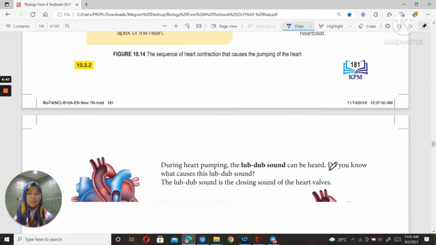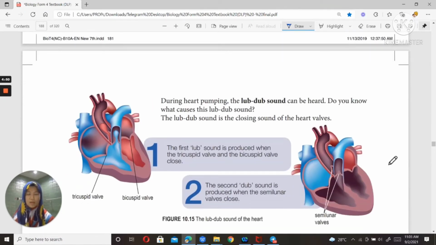Okay, next, look at this one. Saya dah ajar before this, the lap-dub sound. The lap-dub sound is actually produced by the valves, the closing sound of the heart valves. The first lap sound is produced when the tricuspid valve and bicuspid valve close. So the tricuspid and bicuspid valves close to prevent backflow.